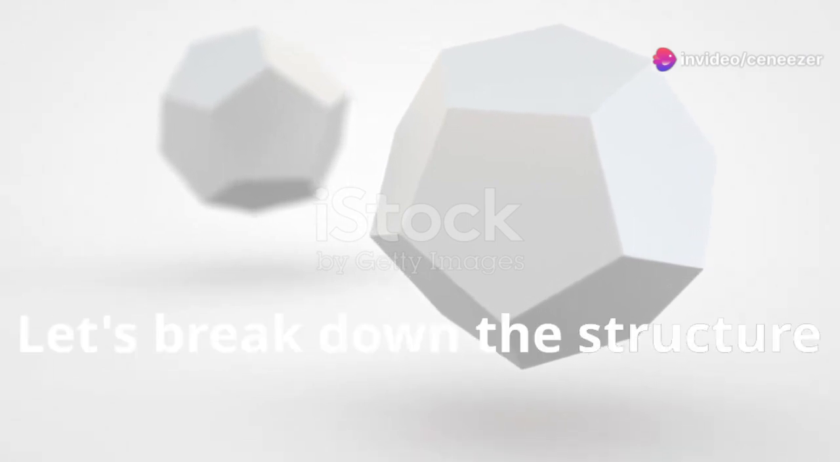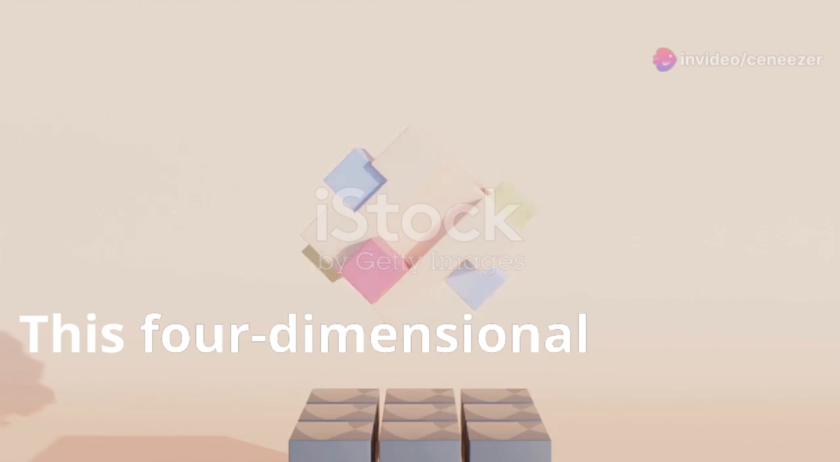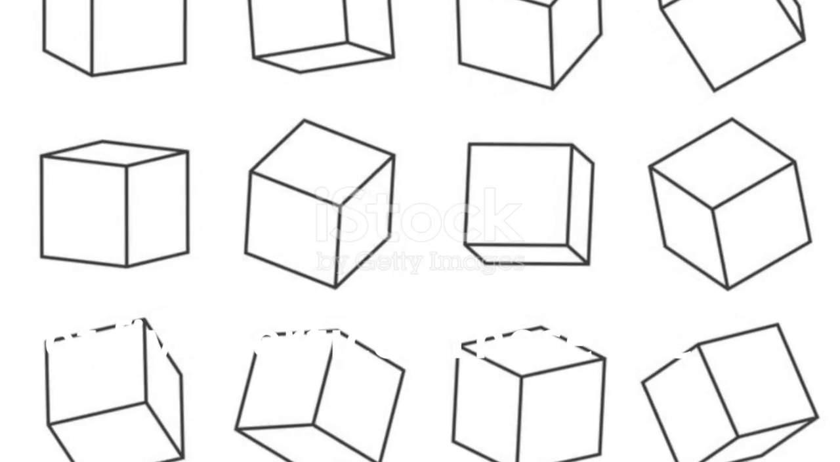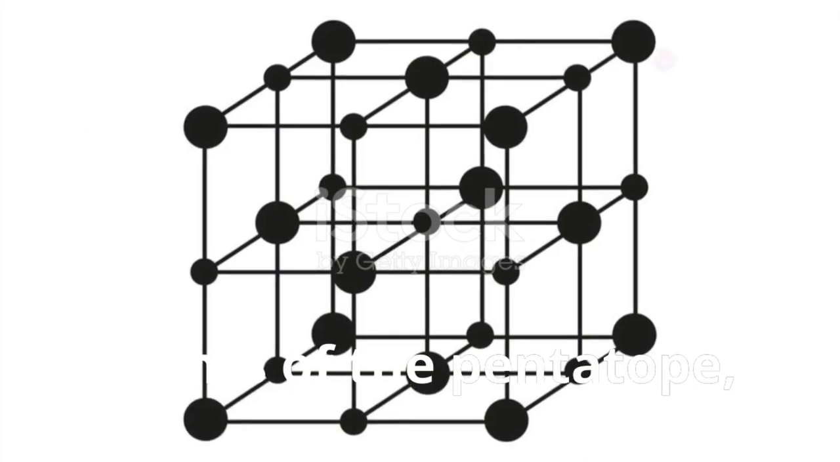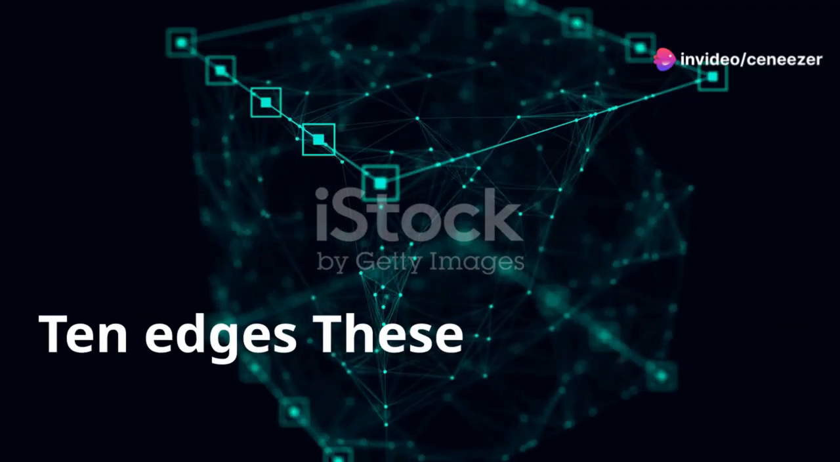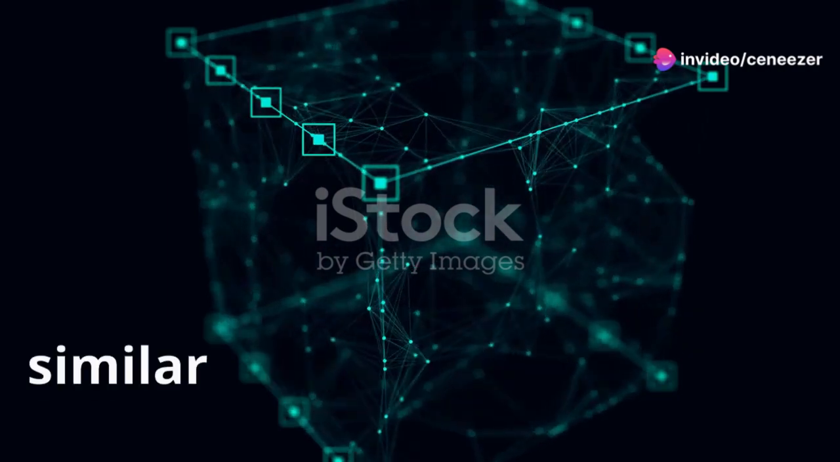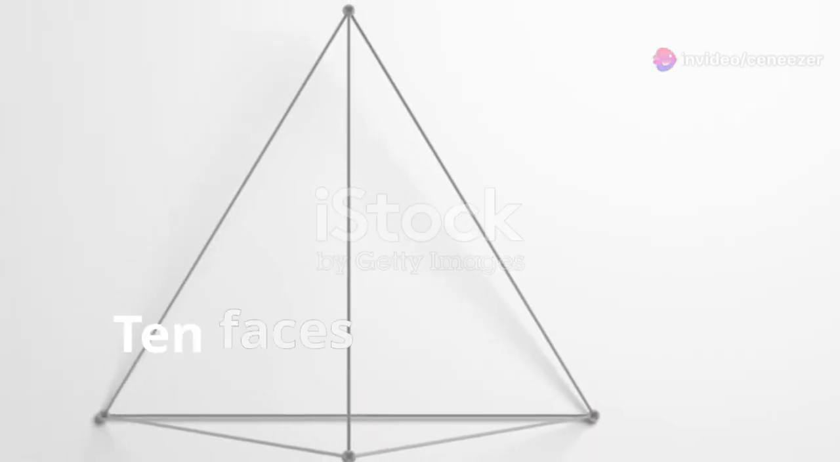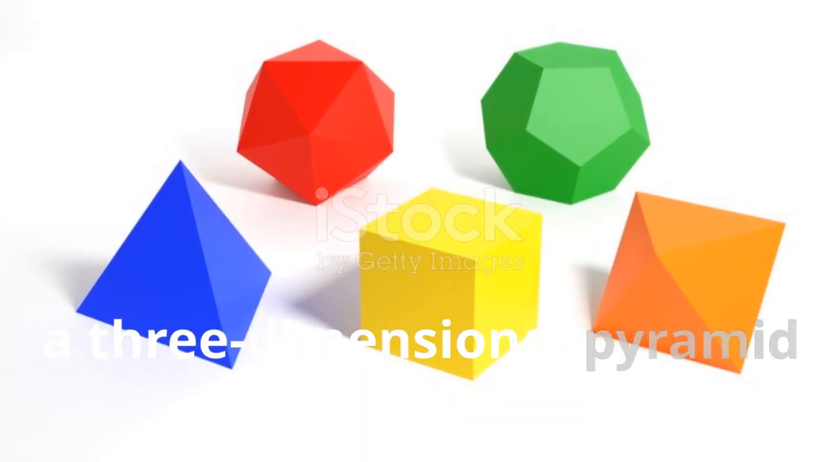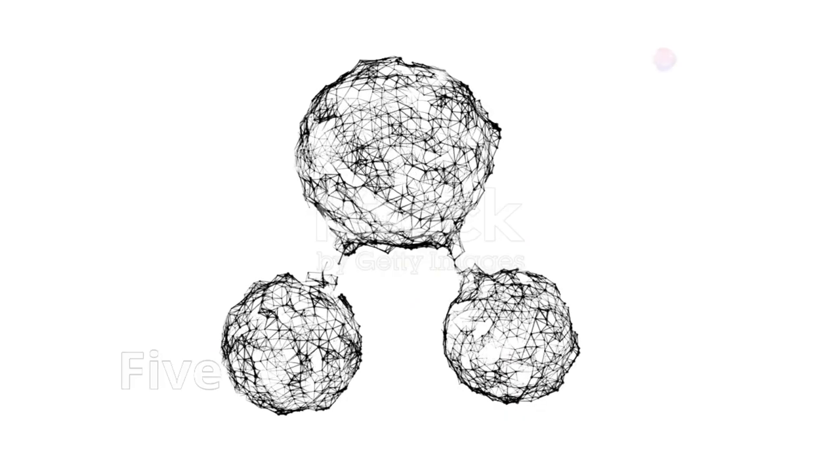Let's break down the structure of the Pentatope. This 4-dimensional object is composed of 5 vertices. These are the corner points of the Pentatope, analogous to the corners of a square or a cube. 10 edges, these are the lines connecting the vertices, similar to the edges of a cube. 10 faces, each face of a Pentatope is a tetrahedron, a 3-dimensional pyramid with 4 triangular faces. 5 cells, these are the 3-dimensional boundaries of the Pentatope, each one being a tetrahedron.